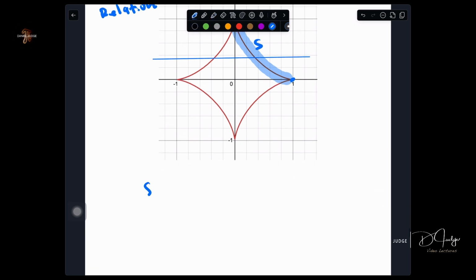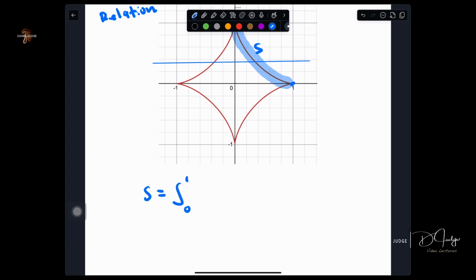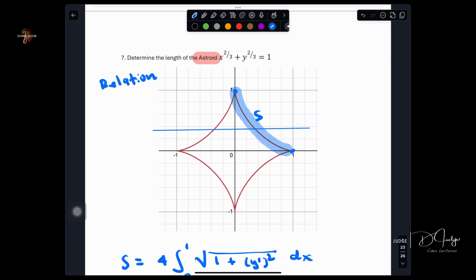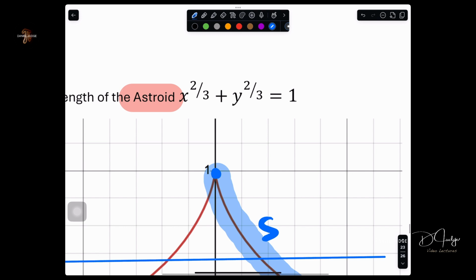Okay. The integral from 0 to 1. This is the distance in blue. It's going to be 4 times the integral of the square root of 1 plus y prime squared dx. Okay. So we're going to have to find y prime for this relation.